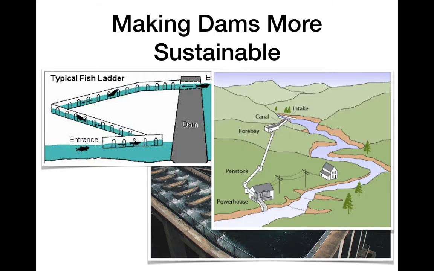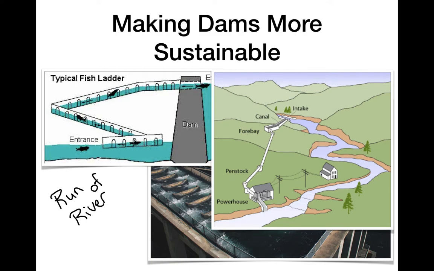Another way to do this, an even bigger solution if we want to make hydropower, is what's called the run-of-river technique. A run-of-river hydroelectric dam is where we use gravity to help us.